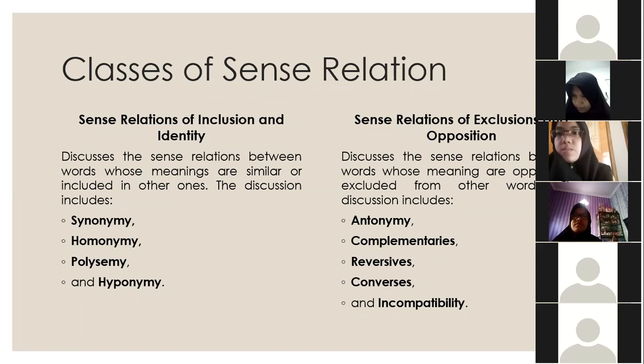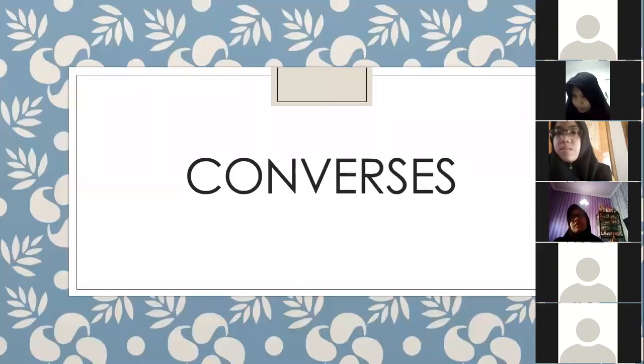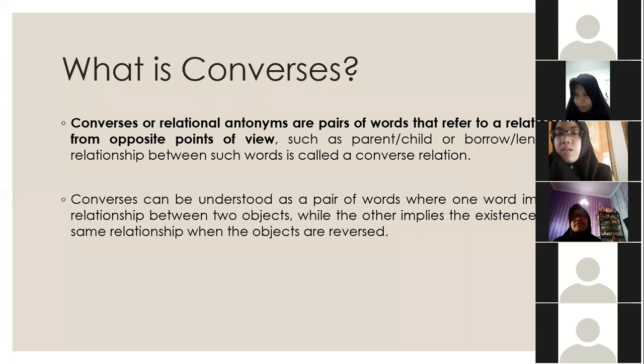Next slide, please. Converses. Next. So, what is converses? Converses or relational antonyms are pairs of words that refer to a relationship from opposite points of view, such as parent and child, or borrow and lend. Then the relationship between such words is called a converse relation.